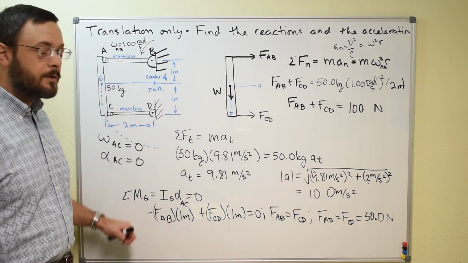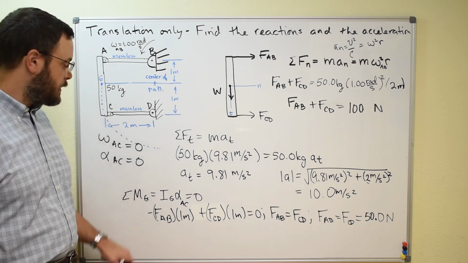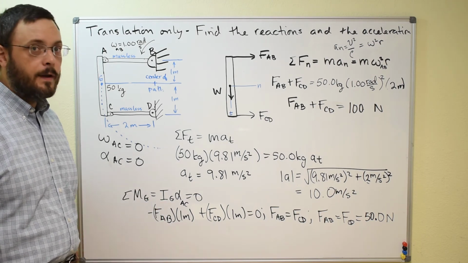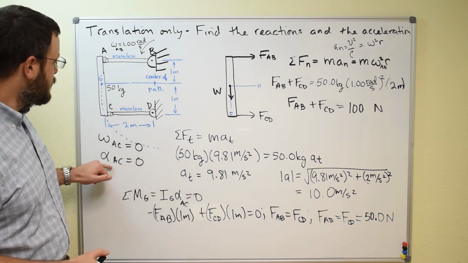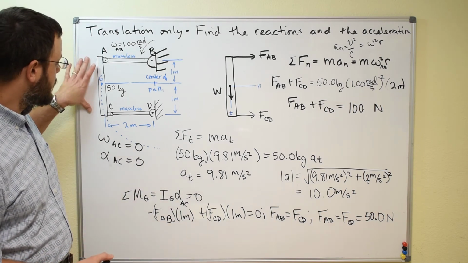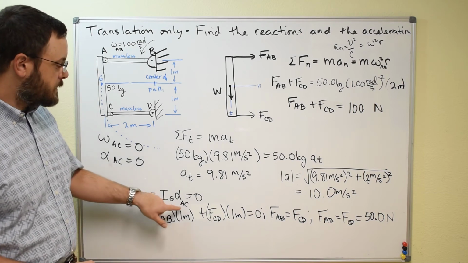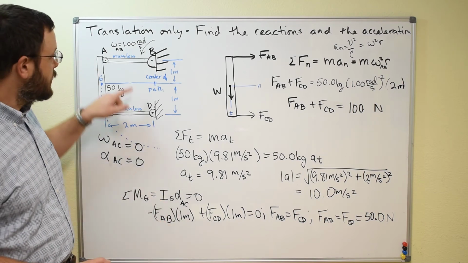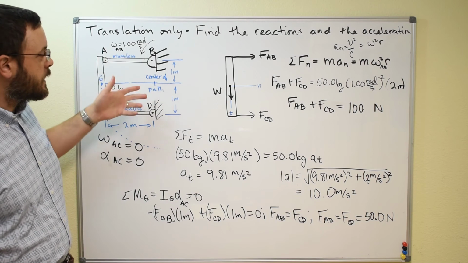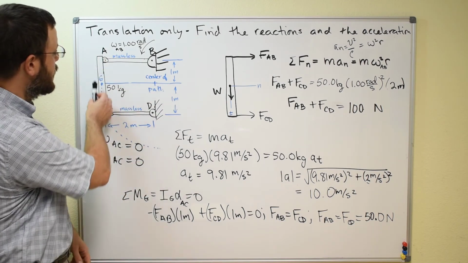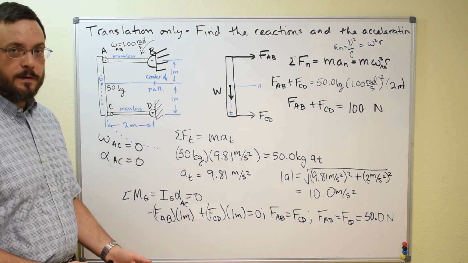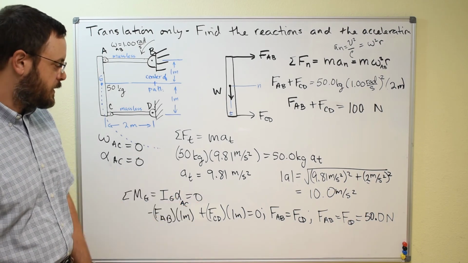And then now we can do the sum of moments about the center of gravity is equal to IG alpha. Really important to recognize here with this one though, alpha of the body AC is 0. So even though alpha of AB is non-zero and alpha of CD is non-zero, the body here never rotates, so its alpha is 0. So this winds up being 0.